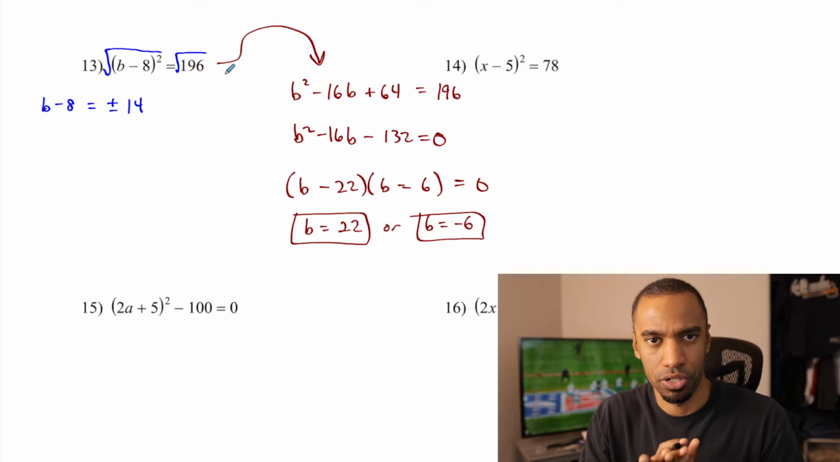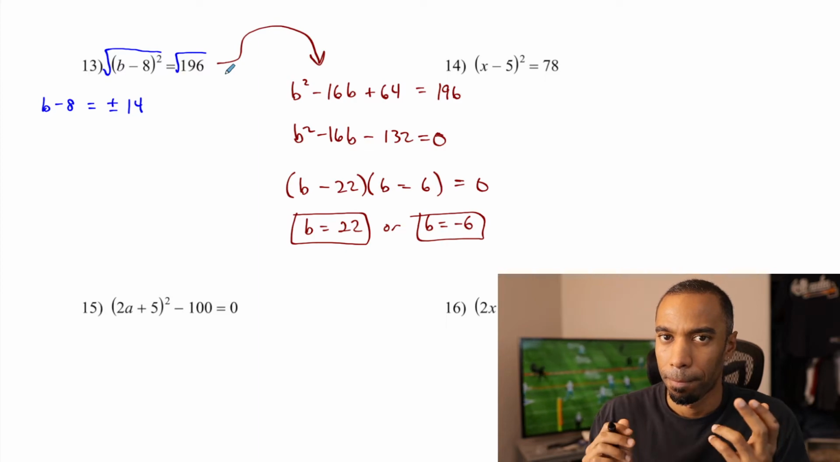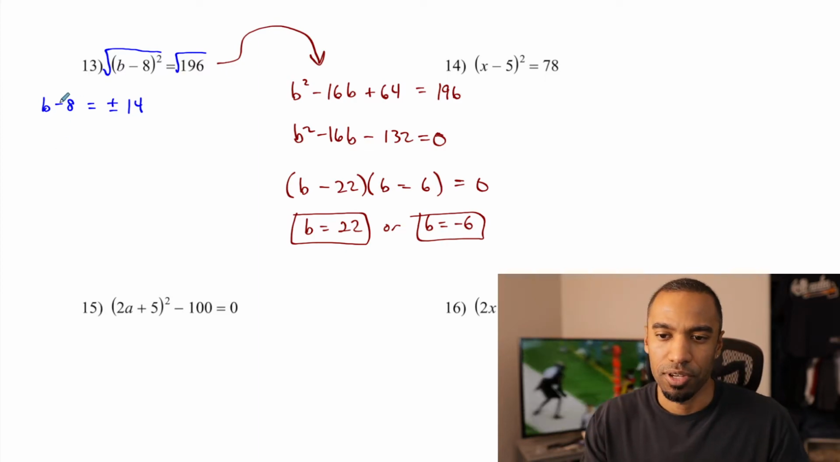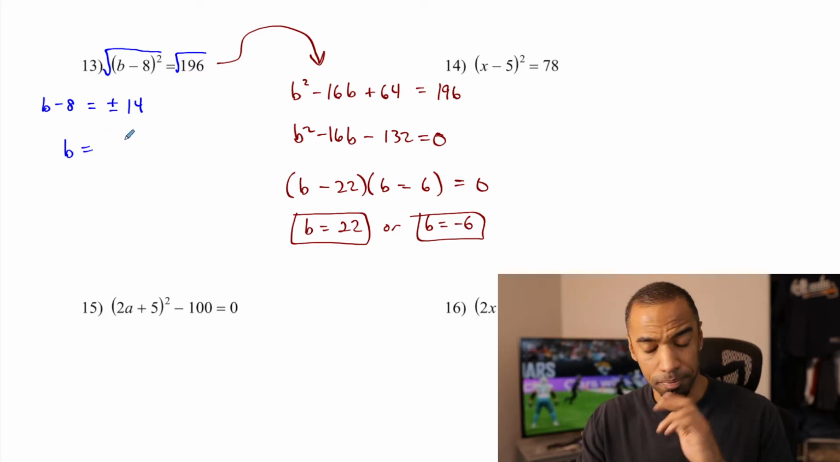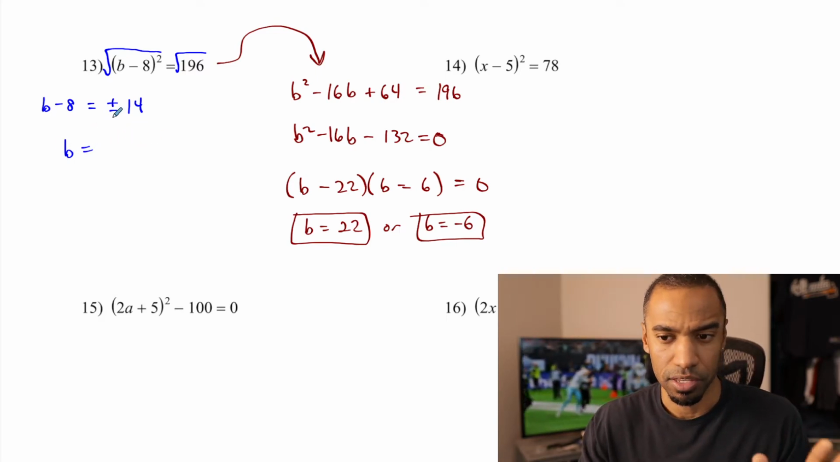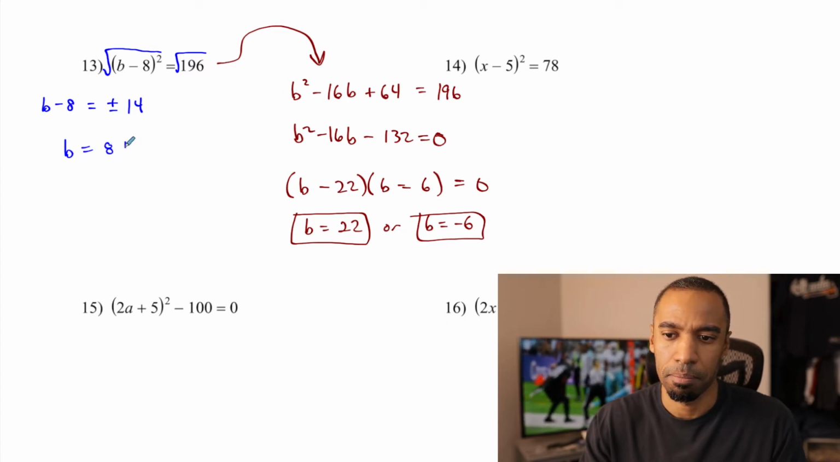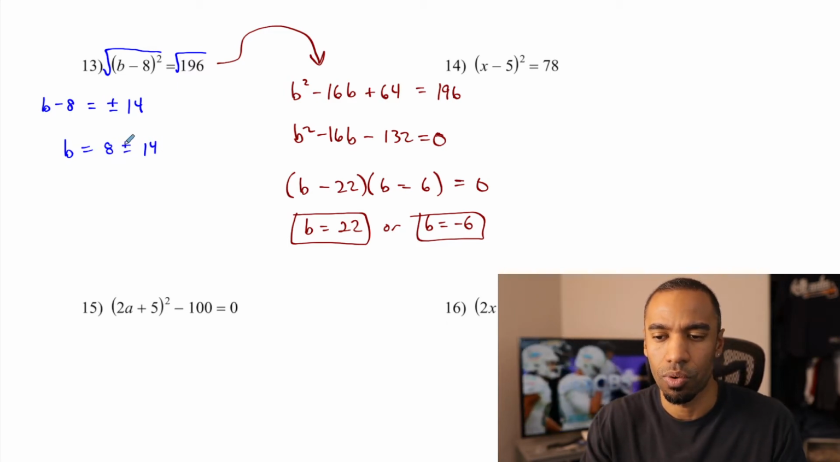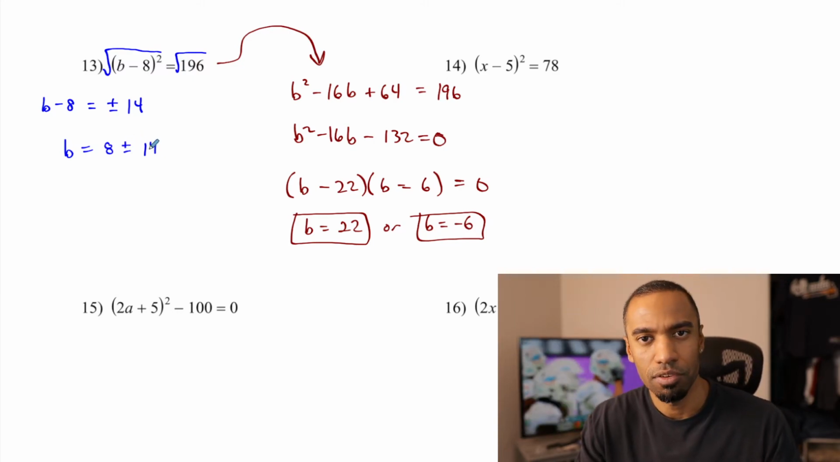Now, I'm not finished with this problem, though, because I have to solve for b. I have to add 8 to both sides here. So when I add 8, and every teacher is going to recommend this, I'm going to stick it in front. I want to make this as positive 8 plus or minus 14. So you are actually adding 14 to 8 or subtracting 14 from 8.